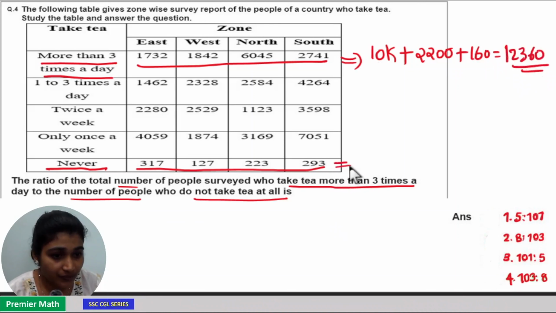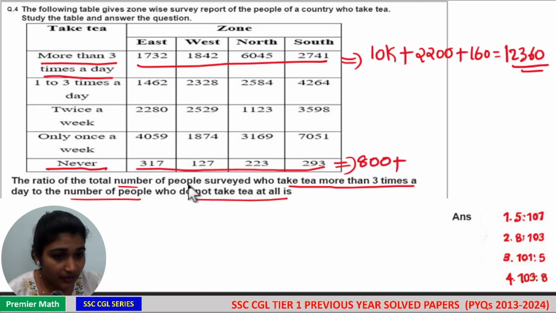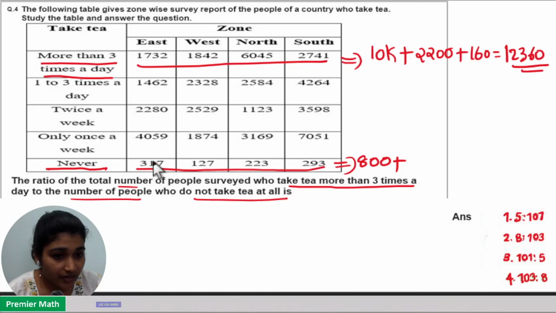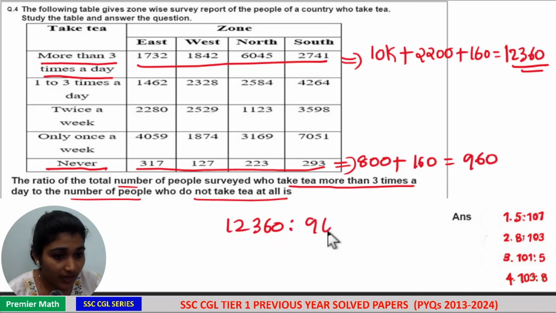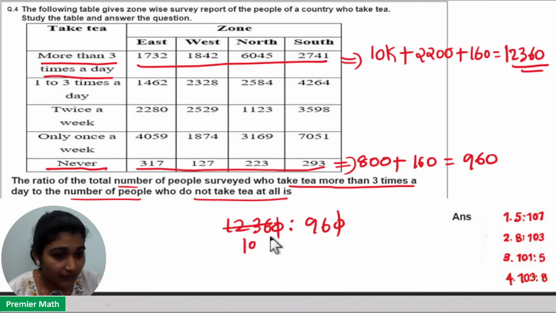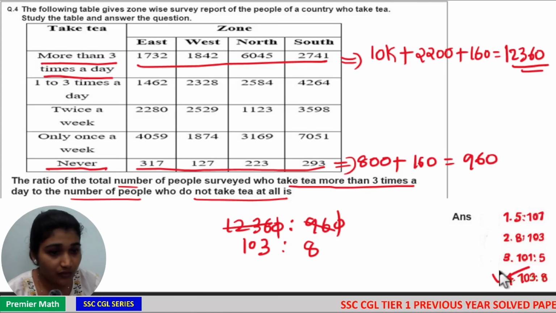Now take the second sum. 3,000, 300 plus 300, 600, 600 plus 200, 800 plus 27 plus 23, 50, 93 plus 700, 100 plus 10, 110, 110 plus 50, 160. So the total sum is equal to 960. Now the ratio is 12,360 is to 960. Zero, zero cancel. 12 goes 1 time in 12, 0 times in 3, and 3 times in 36. 12 goes 8 times in 96. So 103 is to 8. Option 4 is your answer.